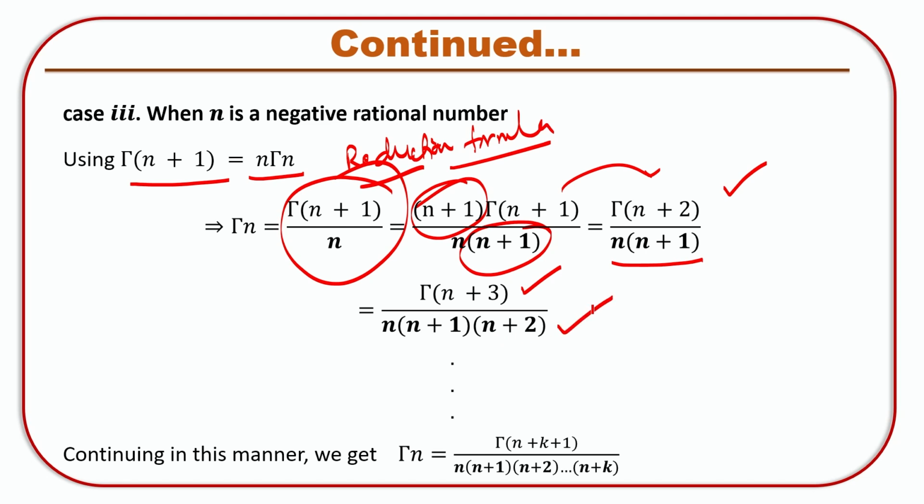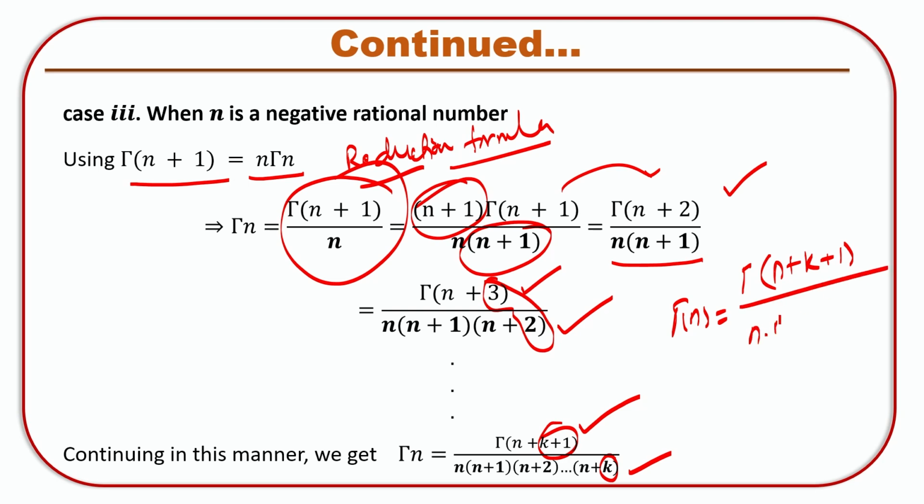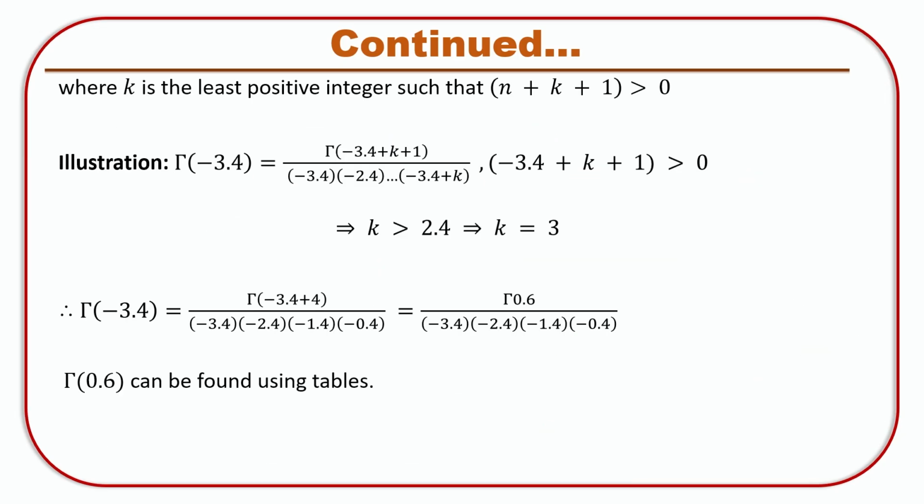So, continuing this, gamma of n becomes gamma of n plus k plus 1 divided by n into n plus 1, n plus 2, up to n plus k. Here k goes to k plus 1. So, gamma of n can now be written as gamma of n plus k plus 1 divided by n into n plus 1 into n plus 2 till n plus k only, where k is the least positive integer such that n plus k plus 1 is greater than 0.